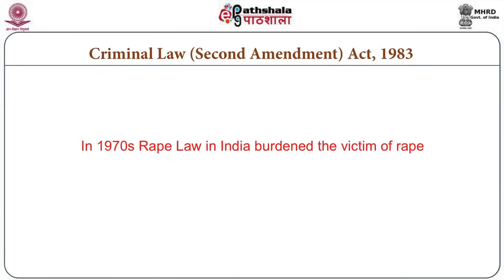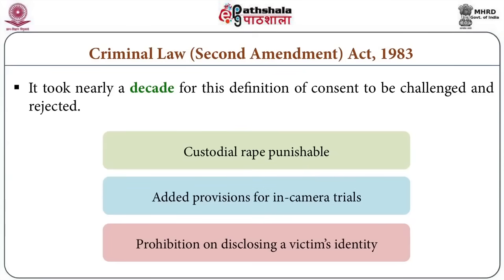What this suggests is that in the 70s, rape law in India burdened the victim of rape with having to establish that she did not give consent, rather than burdening the accused person with having to provide evidence that consent was obtained. So about a decade later, in reaction to the clearly erroneous judgment of the Supreme Court in the Mathura case, it led to the amendment of the law.